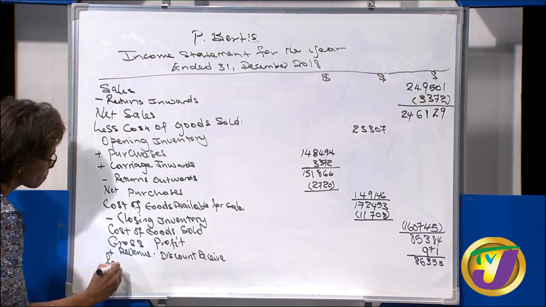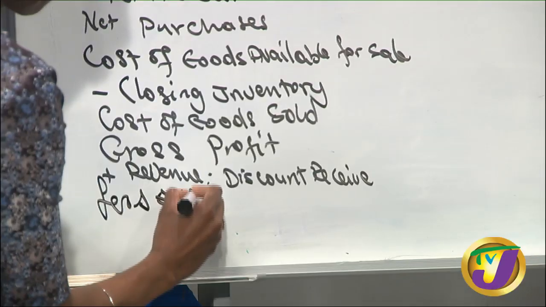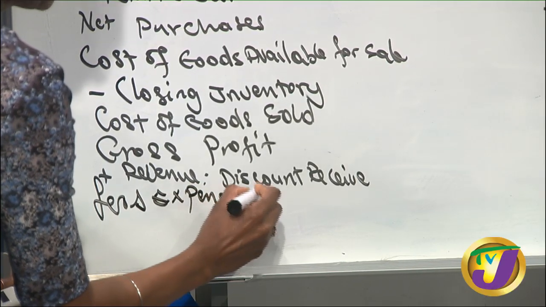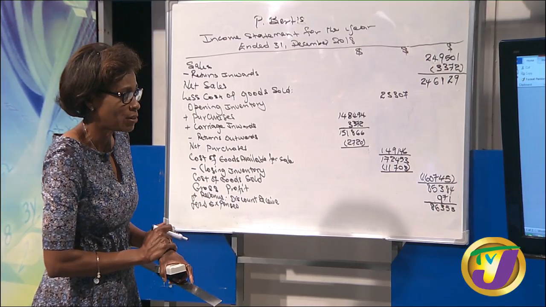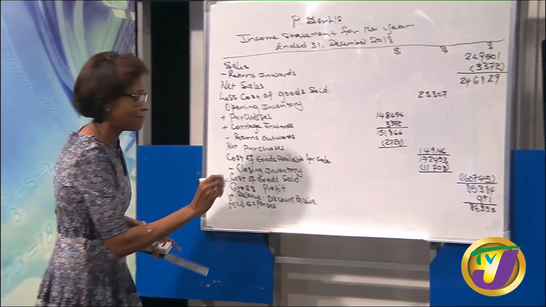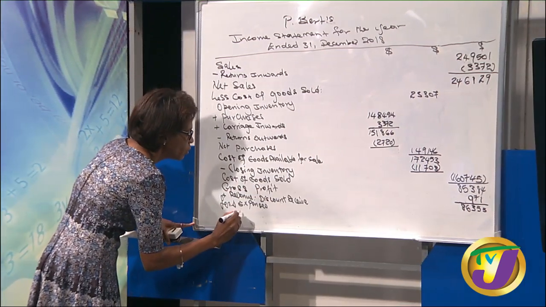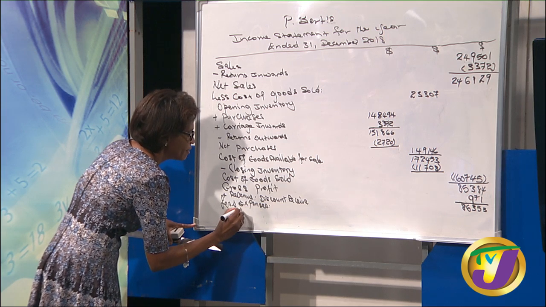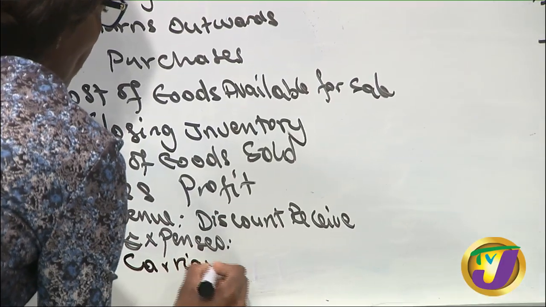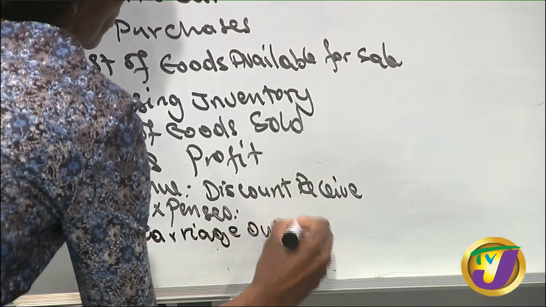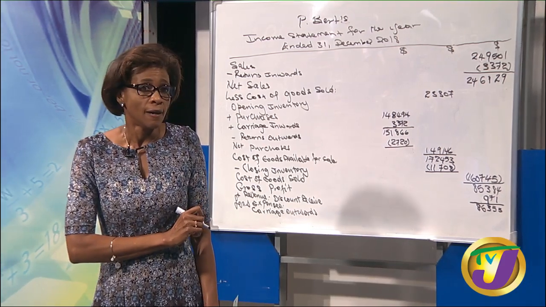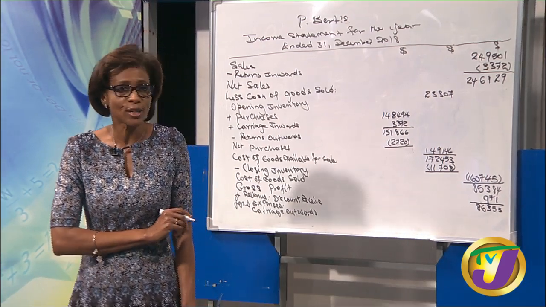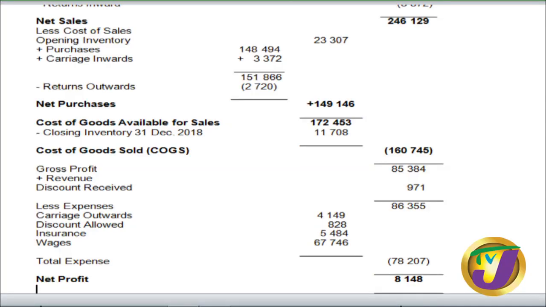So we're going to less our expenses. I hope you're seeing. The expenses that we have here, not much. We have our carriage outwards. So this would be a heading. We have carriage outwards. And the amount for carriage outward is $4,149.